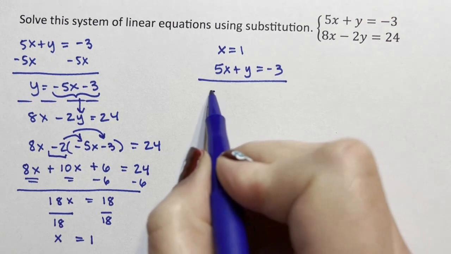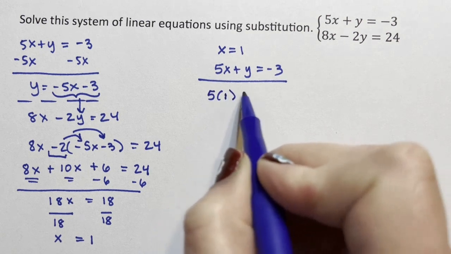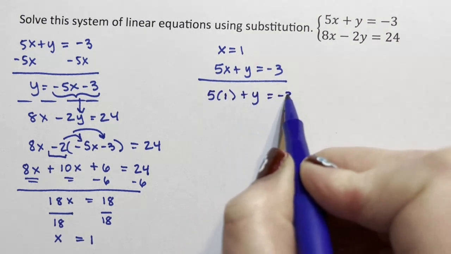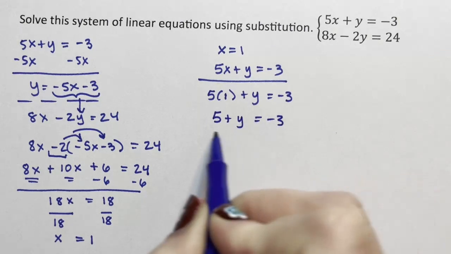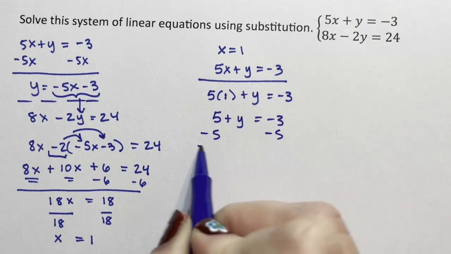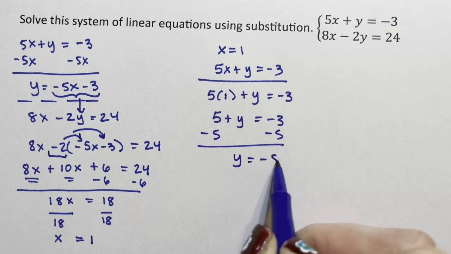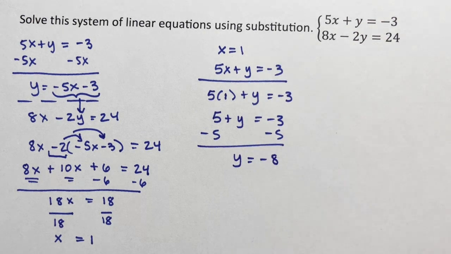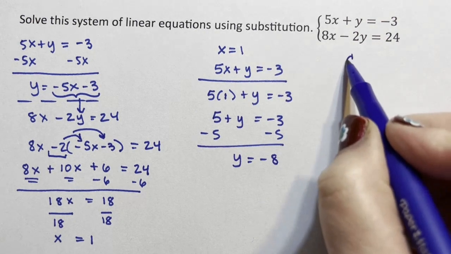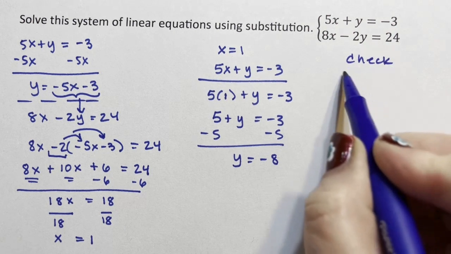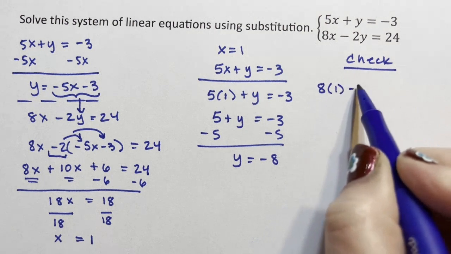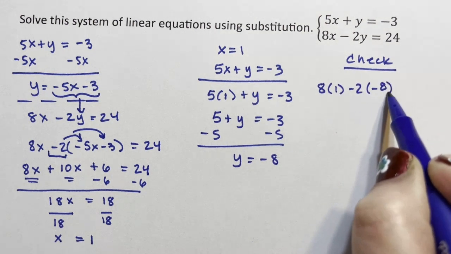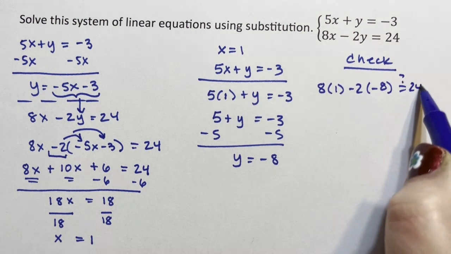So I have 5 times 1 plus y equaling negative 3. 5 plus y equals negative 3. I subtract that 5 over, so that I have y equaling negative 8. I now have an x value and a y value. I want to check to make sure that works in the second equation. Is 8 times 1 minus 2 times negative 8 really equal to 24?